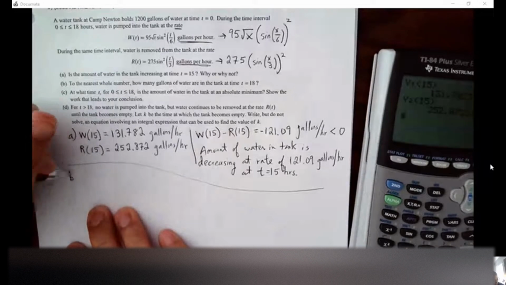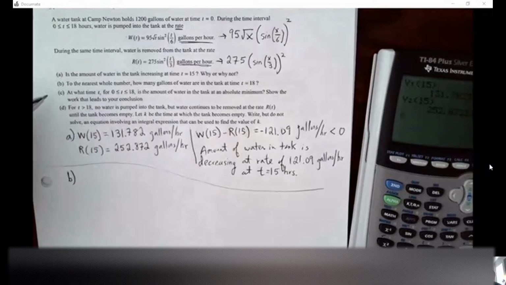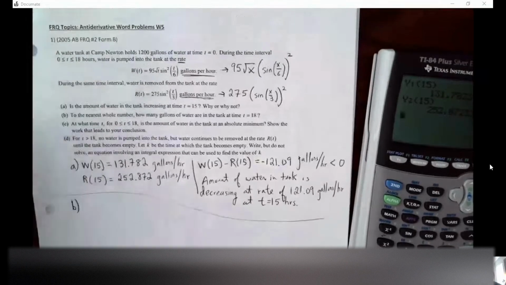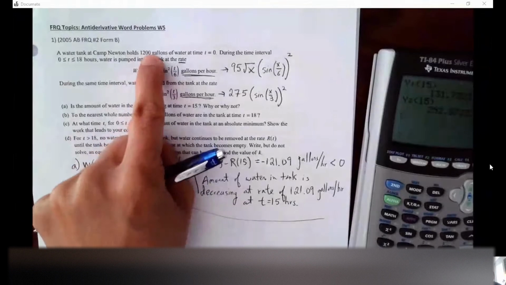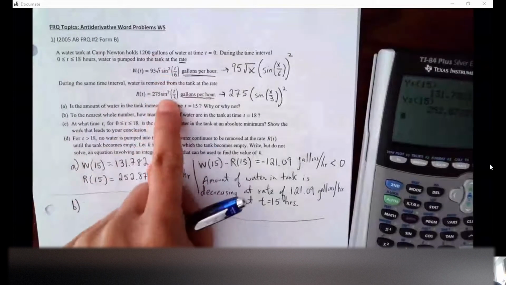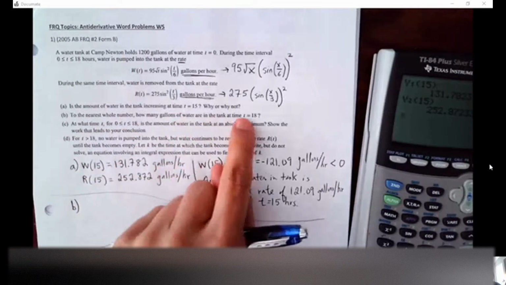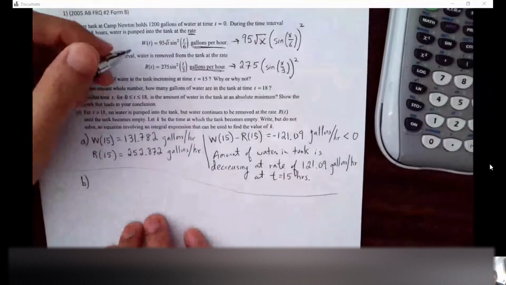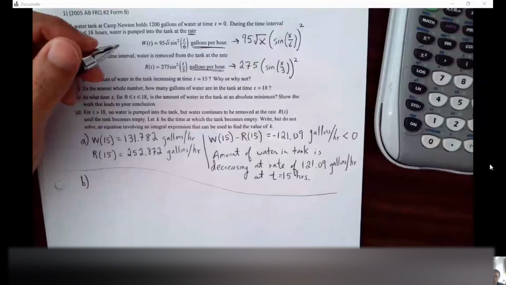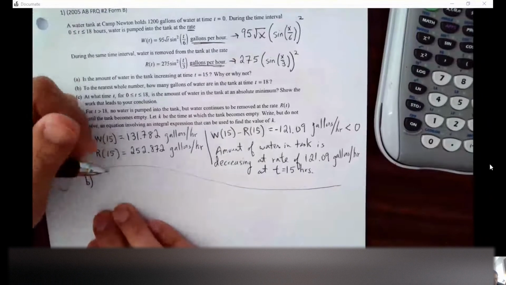Okay, part B says, to the nearest whole number, how many gallons of water are in the tank at t equals 18? So we know that the amount of water in the tank is dependent on three things here. It's dependent on how much water there is to begin with, how much water has been added, and then also how much water has been removed. All three pieces of information are going to factor into how much water is in the tank at a given time. So I'm going to start off with a general formula, and we'll build our way to a specific expression for us to evaluate.